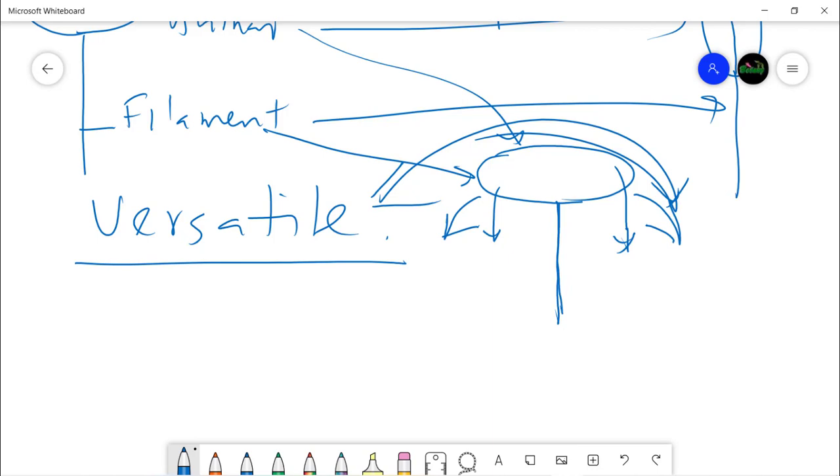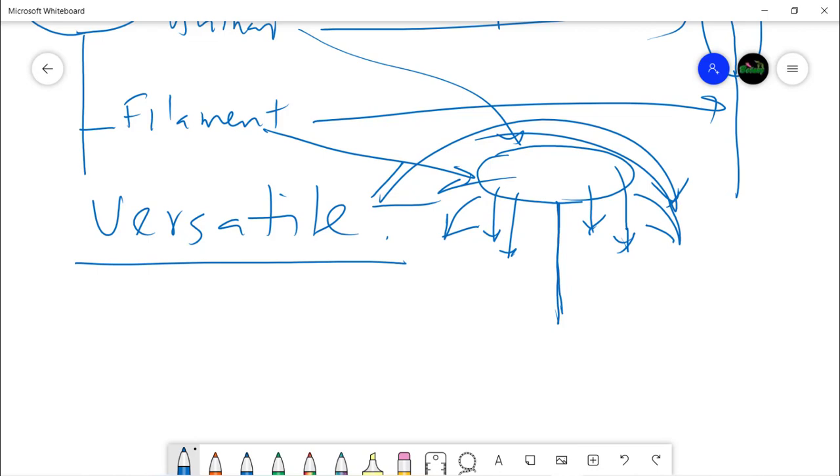It is not possible here on the screen to demonstrate it, but hopefully you get the idea that this is not fixed. When it is fixed, if you try to move the anther in either direction, it will break and get separated from the filament. But versatile is when it can swing both ways. So this is what we call versatile.